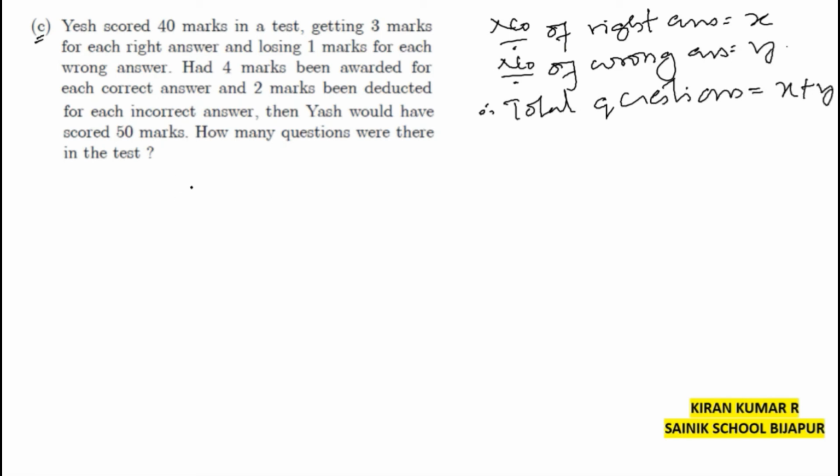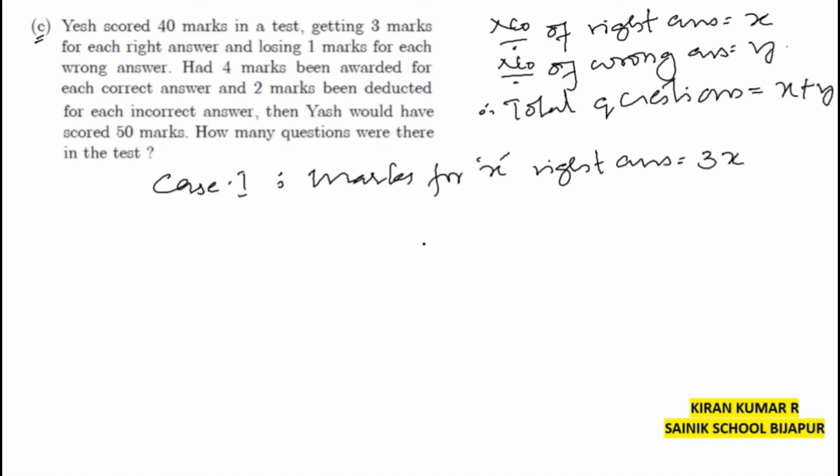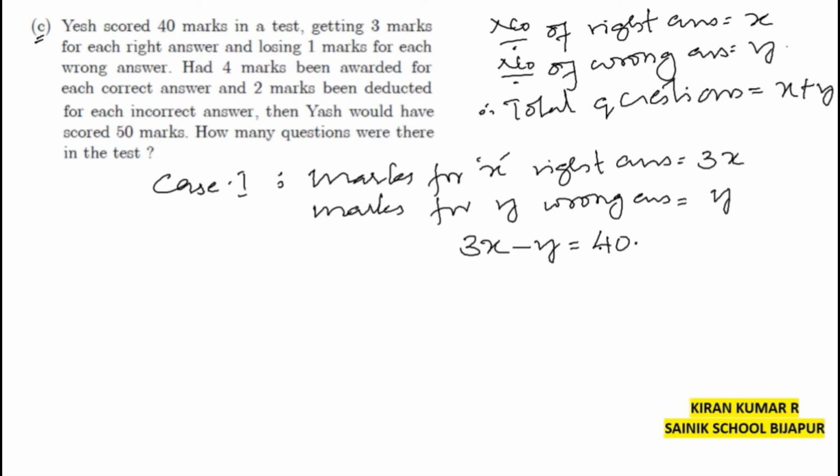There are two cases here. Case 1. The marks awarded for a right answer is 3. Therefore, marks for X right answers, because I have taken the number of right answers as X, will be 3x. And same way, marks for Y wrong answers will be Y into 1, nothing but Y, and the mark scored is 40. So 3x minus Y is equal to 40, because 1 mark is deducted for a wrong answer.